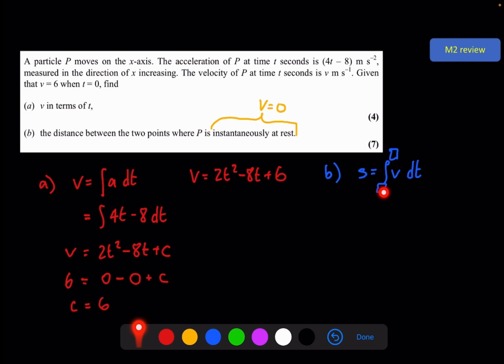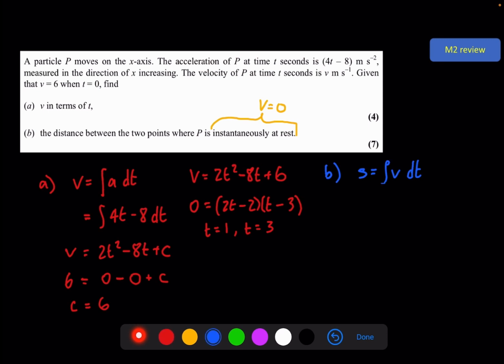Before I do the integration, I'll just do a very quick check that between these 2 times that I find, the v function does not cross over the t-axis. So we don't have to worry about accidentally adding in a negative distance, because of course we can't have negative distance. So first, v is equal to 0. I can factorize this to give 2 times (t minus 3)(t minus 1). That gives me t is equal to 1 and t is equal to 3 as the 2 time points at which p is instantaneously at rest.